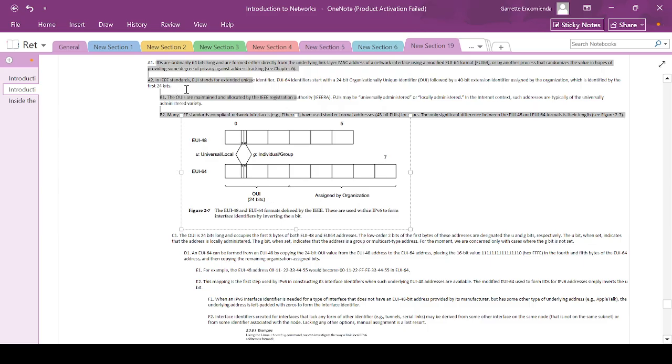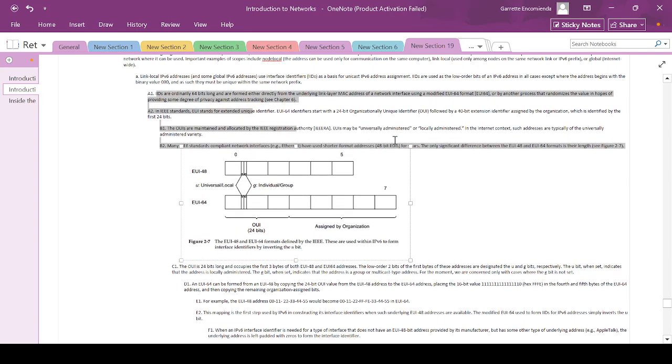In IEEE standards, EUI stands for Extended Unique Identifier. An EUI-64 identifier starts with a 24-bit Organizationally Unique Identifier, or OUI. These are the OUI, the 24 bits within this 64 bits.